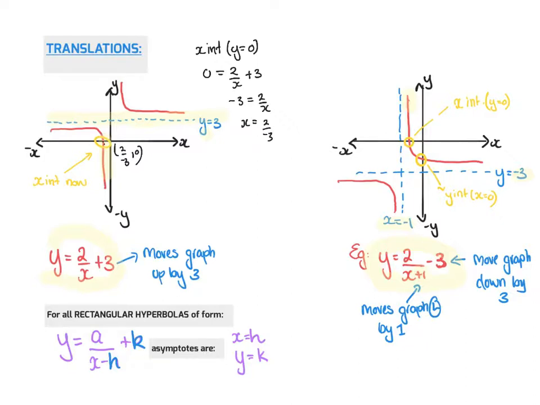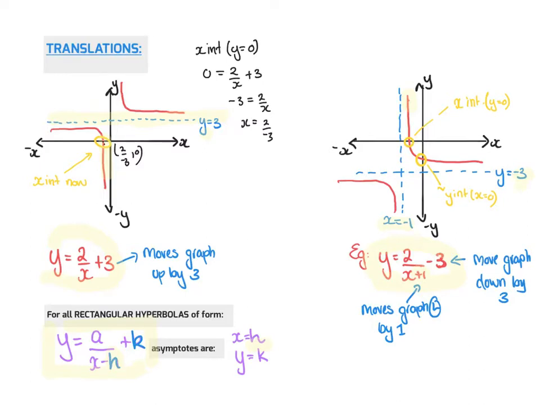All right, so overall, we can see that with this basic formula y equals a over x minus h, plus k, the value of h becomes the x asymptote. Look at the one on the right here: the h value was actually plus 1, so the asymptote became x equals negative 1. And you can see the k was minus 3, and so the y asymptote became y equals negative 3.